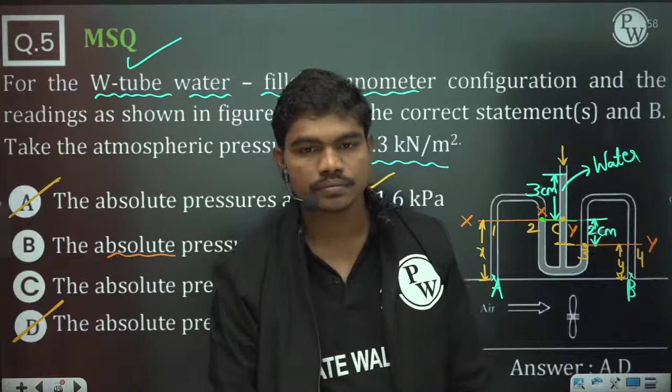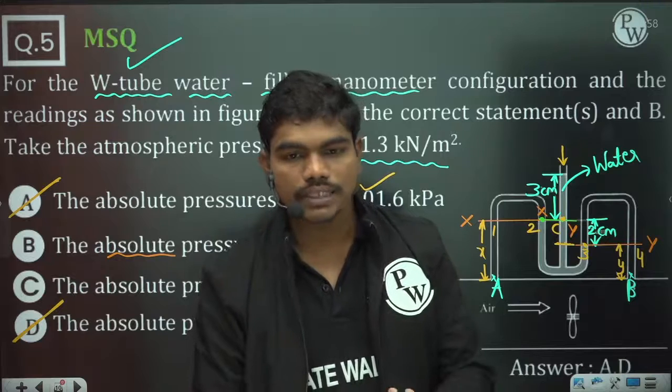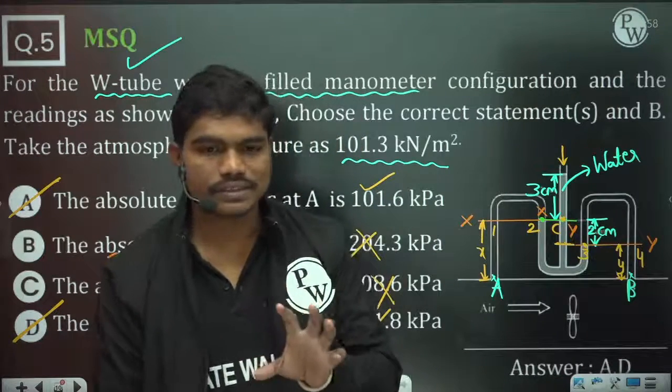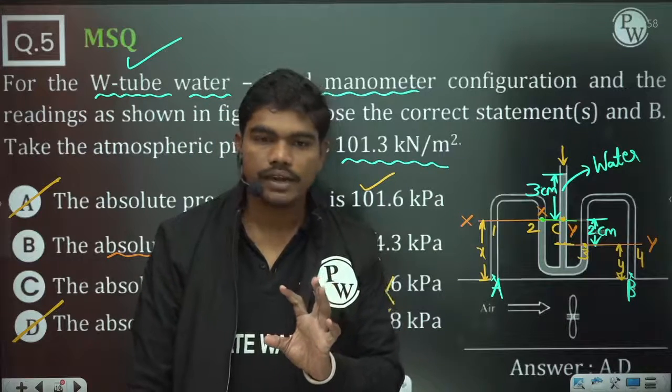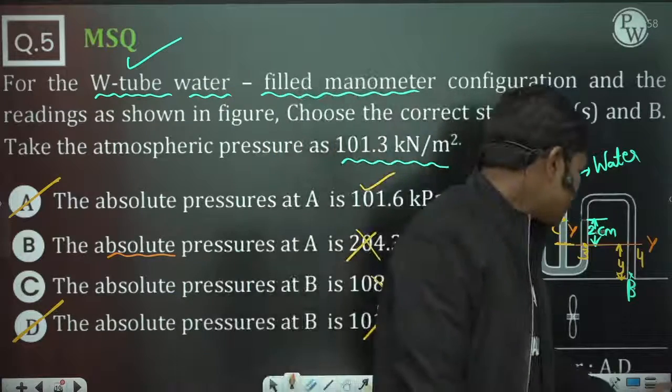Okay, is this clear? Someone asked me how to talk about absolute and gauge values and what the difference is. Did you all understand this? Fine. Now let us go for the next part.